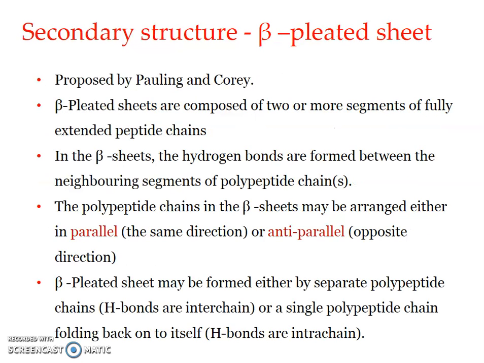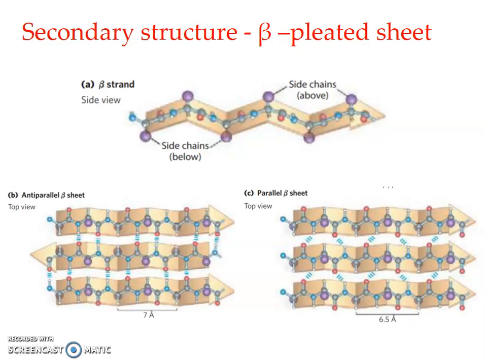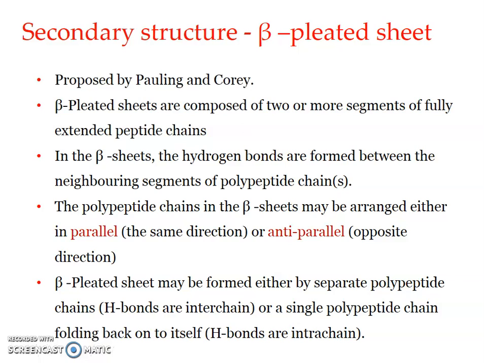When we speak about the beta sheeted condition, this is the second type. Alpha helix was the first one to be identified, and hence the second one identified was given the name beta. It was proposed by Pauling and Corey. Beta pleated sheets, otherwise referred to as beta sheets, are composed of two or more segments of fully extended peptide chain. You can see the peptide chain is fully extended. In the beta sheets, the hydrogen bonds are formed between neighboring segments of polypeptide chains, and the chains may be arranged either in parallel or anti-parallel.